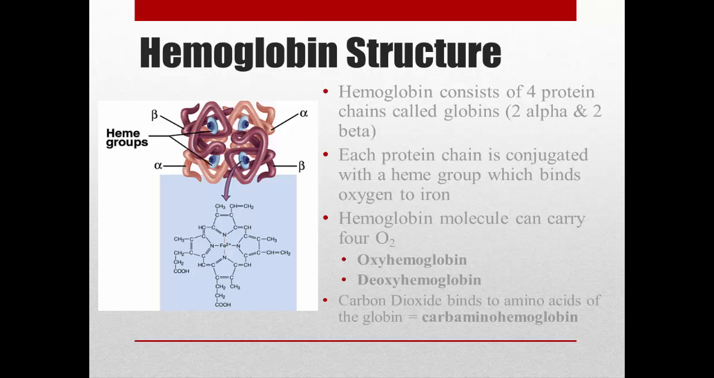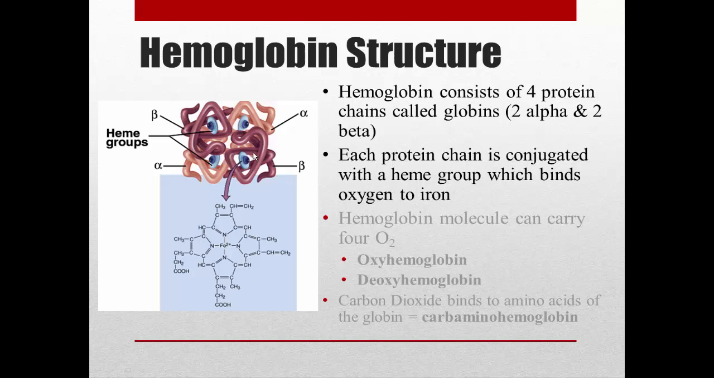If we look at the hemoglobin structure, hemoglobin is composed of 4 protein chains called globins. This is a good example of a quaternary structure in a protein. So here we've got 2 alpha chains in the lighter color and 2 beta chains in the darker color. Okay, so those are the 4 protein chains or globins that make up hemoglobin. In the middle of each protein is a molecule called heme, or a heme group.